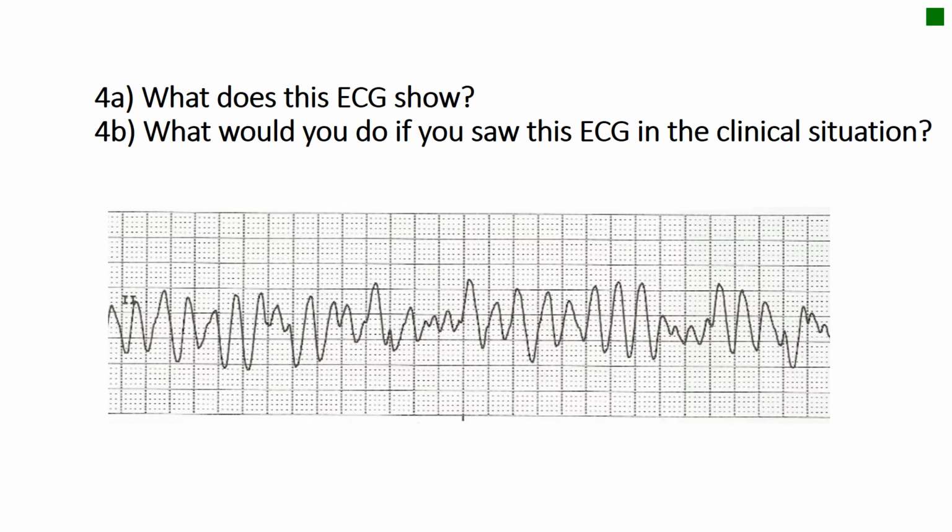So the next question, question 4, is what does this ECG show? Again, we can see quite large QRS complexes, but they're of different heights. Some are very tall, some are smaller. This is what we call polymorphic, and this is ventricular fibrillation.